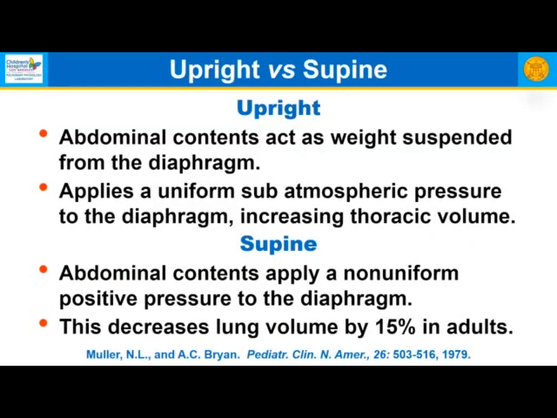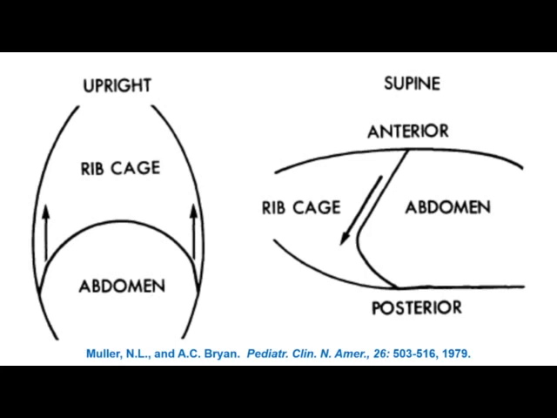In the upright position, abdominal contents act as a weight suspended from the diaphragm. This applies a uniform subatmospheric pressure to the diaphragm, increasing thoracic volume. In the supine position, abdominal contents apply a non-uniform positive pressure to the diaphragm, and this decreases lung volume by about 15% in adults. And this just shows this here. The weight of abdominal contents tends to pull uniformly so that the diaphragm, again using that fulcrum action described initially by Duchenne, will spread and raise the base of the rib cage.